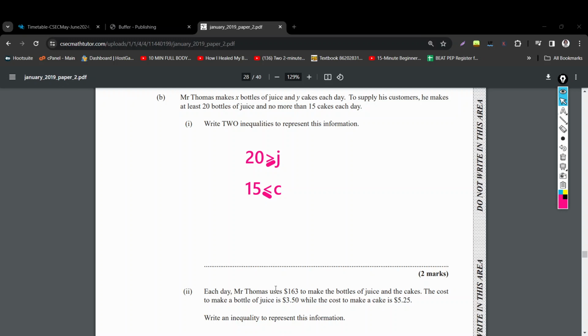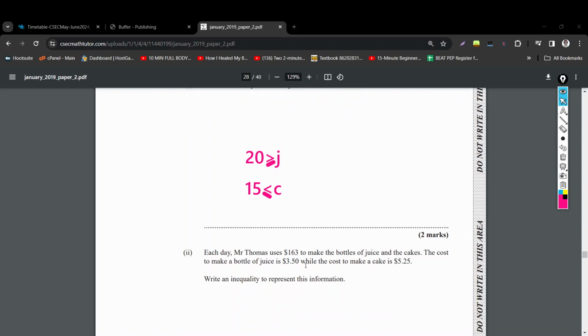All right. And it says each day, Mr. Thomas uses $163 to make bottles of juice and the cakes. The cost to make a bottle of juice is $3.5, while the cost to make a cake is $5.25. Write an inequality to represent this information.